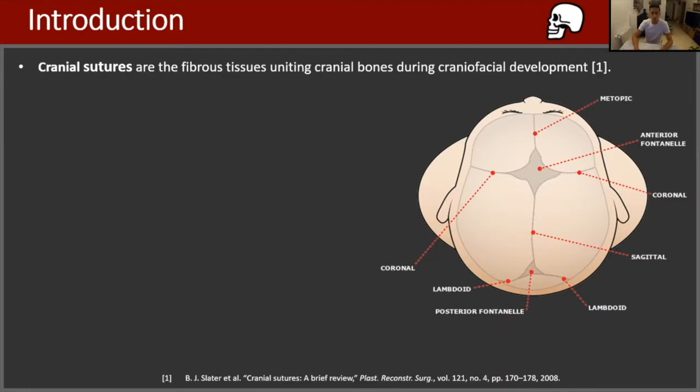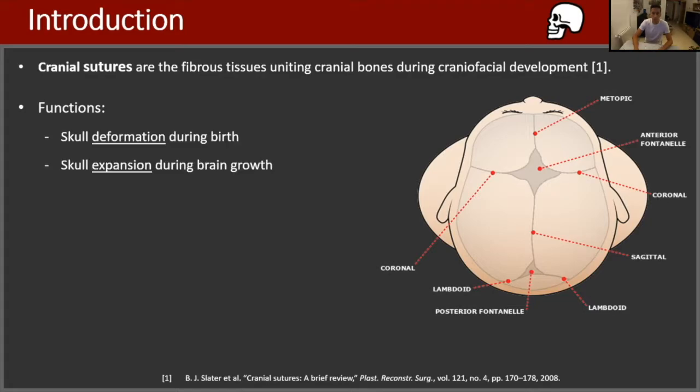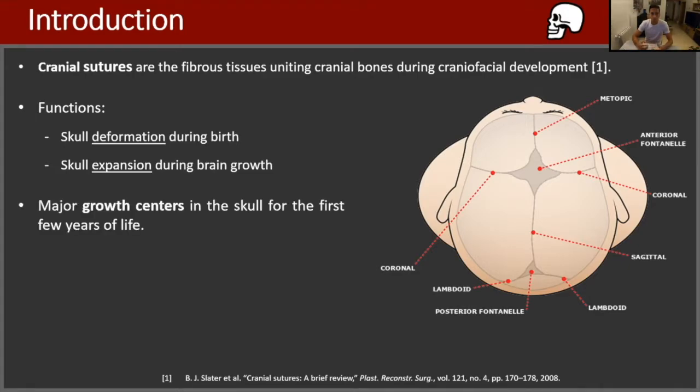So as most of you know, cranial sutures are the fibrous tissues uniting the cranial bones during the first years of life. The main functions of these sutures are to allow for skull deformation during birth and to allow for skull expansion during brain growth. These sutures are the major growth centers during craniofacial development. So what happens when one of these sutures is closed before it's supposed to be?